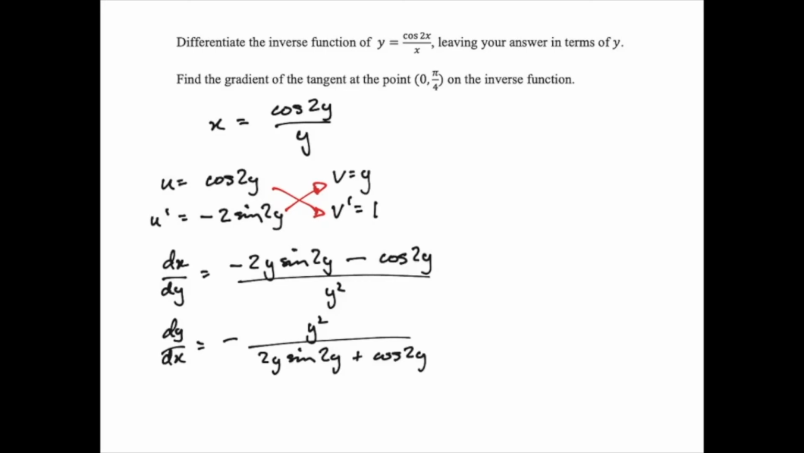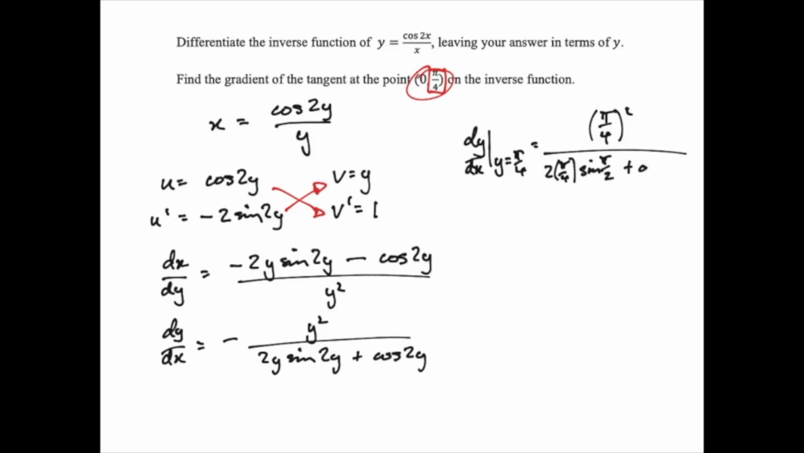Okay, so if I want to find the gradient of a tangent to the inverse function, now that's at this point here. So again, let's have a look. Well, I have dy/dx in terms of y, so the point I'm going to sub in there is pi on 4. So let's find dy/dx when y is pi on 4. So that'll be (pi on 4) squared over 2 times pi on 4, and sine 2 pi on 4 is sine pi on 2.